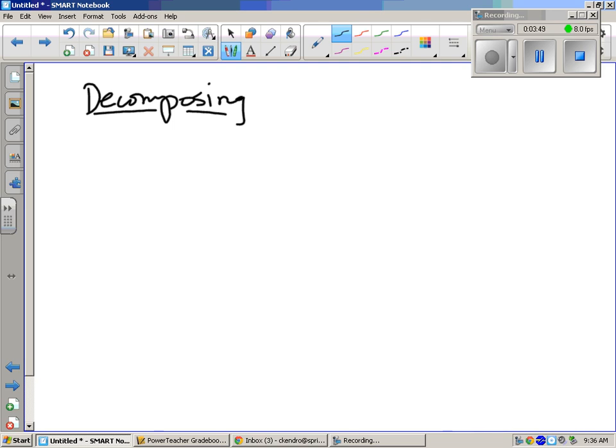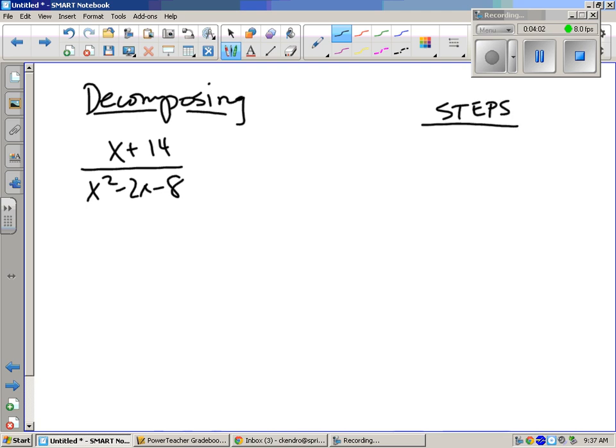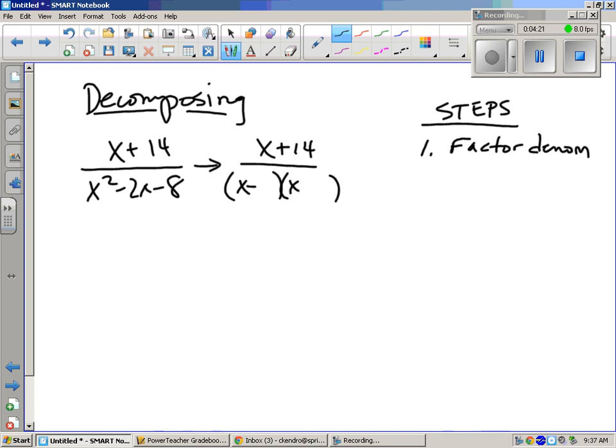So let's take that same expression, x plus 14 over x squared minus 2x minus 8, and write down the process. Let's write down our steps over here so you can follow these on different problems. The first thing we're going to do is factor the denominator. We've had a lot of practice in that. So I have x plus 14, and then I have x and x. The 8 can be minus 4 and a plus 2. The minus 4 plus 2 will get us that middle term.